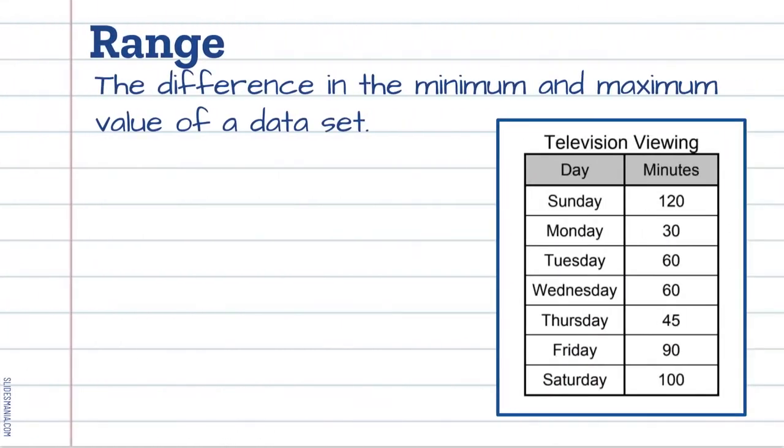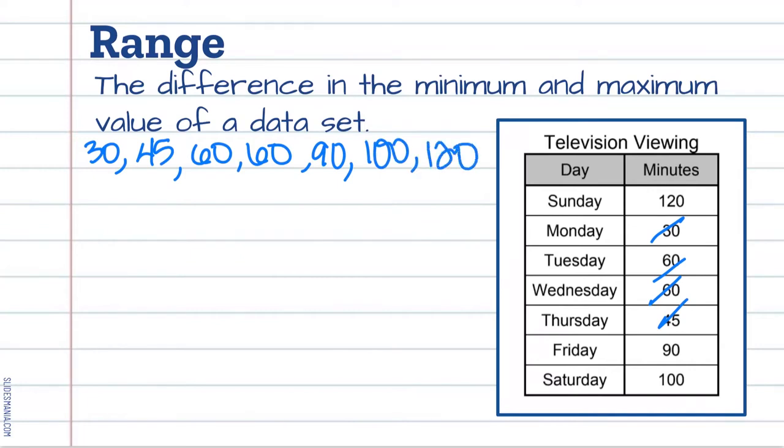Our next measure of central tendency is called range. Our range is the difference in the minimum and the maximum value of a data set. So again, a really good strategy to help us is to order these numbers in least to greatest. You don't have to order the numbers in least to greatest, but sometimes when we have sets of numbers that include a lot of values, it's easier to cross them off one by one as you order to make sure that you don't forget any.